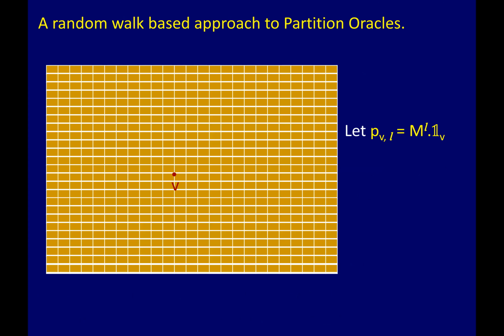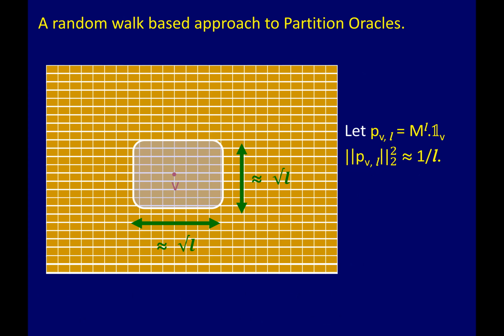Notice that this distribution has almost all of its support inside a root L by root L box around v. Therefore, in particular, the 2 norm squared of this distribution is going to be at least 1 over L, roughly speaking. I call such a vertex non-leaky, as the random walks from the vertex v get trapped in a tiny subset around this vertex. This is remarkably different from the behavior you get in expanders, where the 2 norm of the walk vector will crash exponentially in the length of the walk.